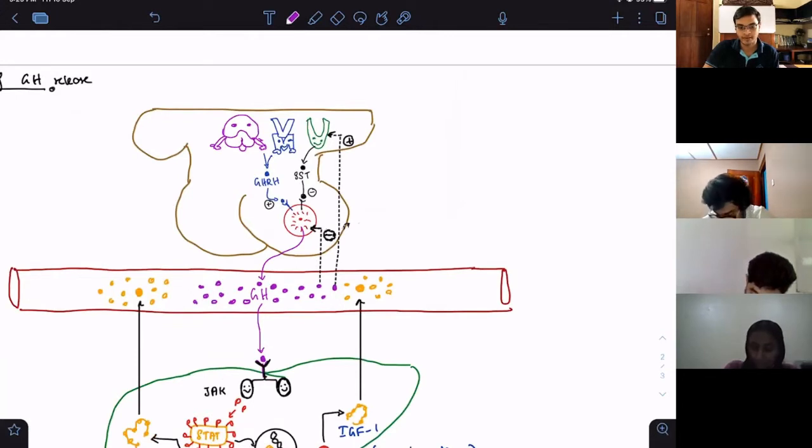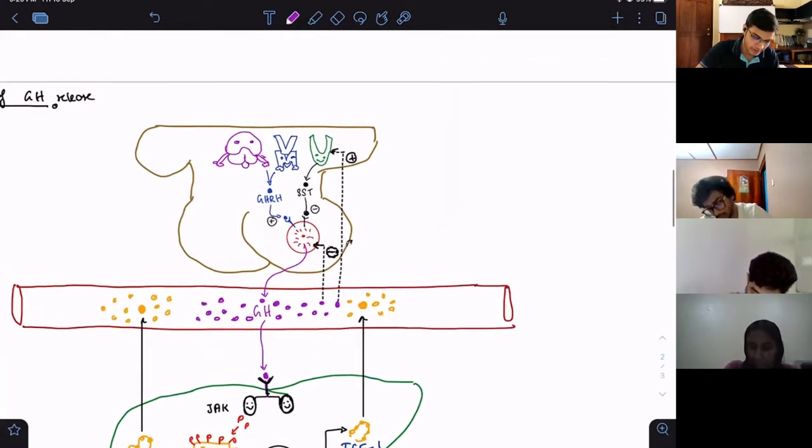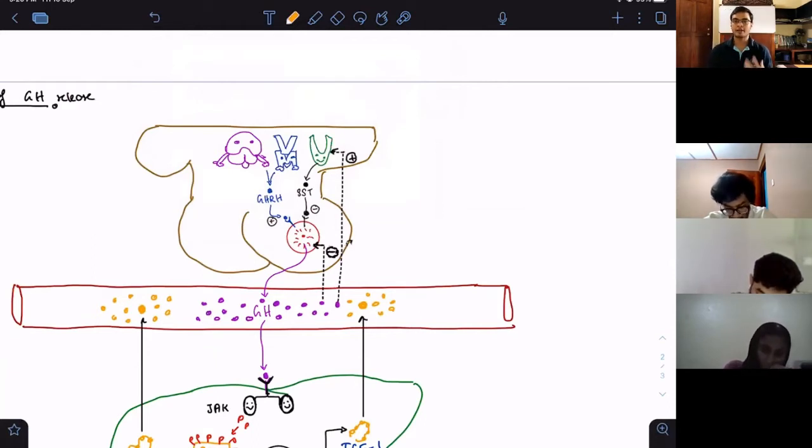Clear? What about IGF-1, guys? Now tell me this. If growth hormone was not there, can our body produce IGF-1? No, we need growth hormone to increase IGF-1. So if IGF-1 increases in the blood, like we have drawn in this diagram, and it wants to reduce itself, it should reduce growth hormone, correct?